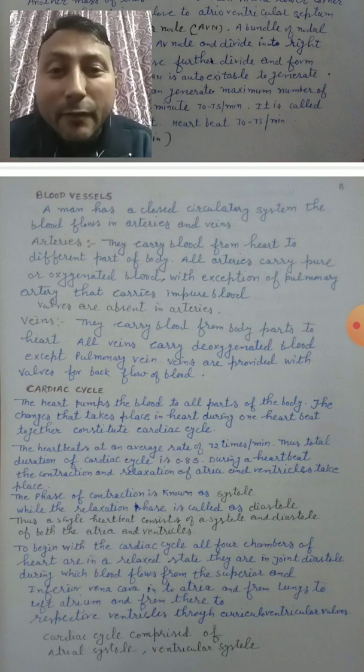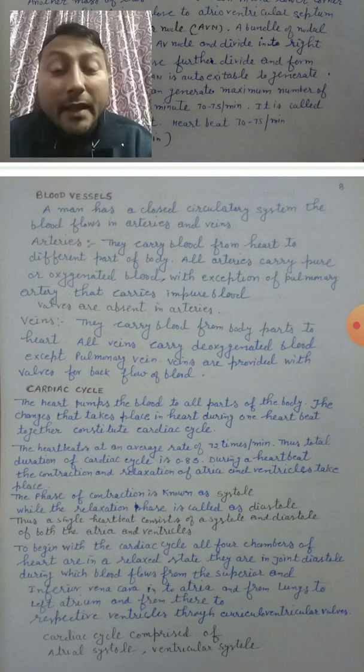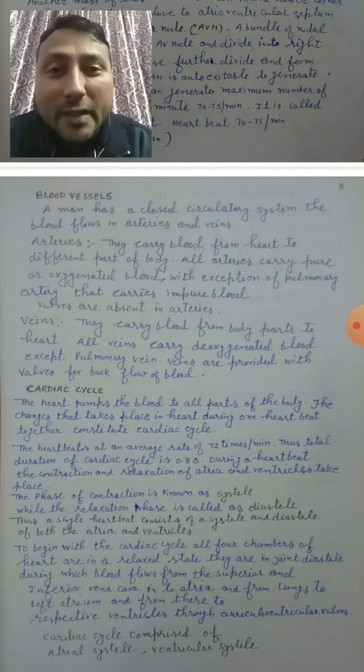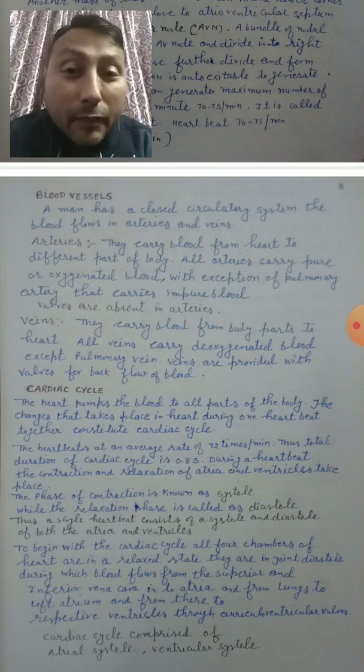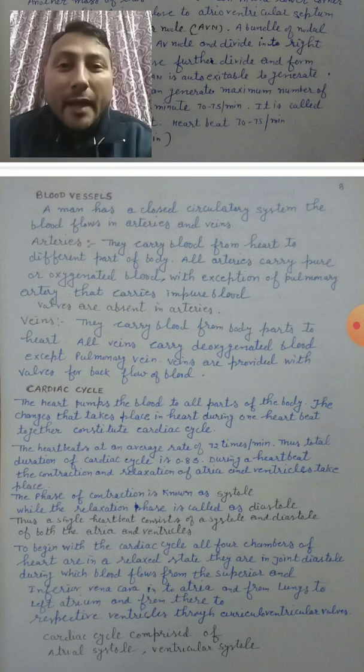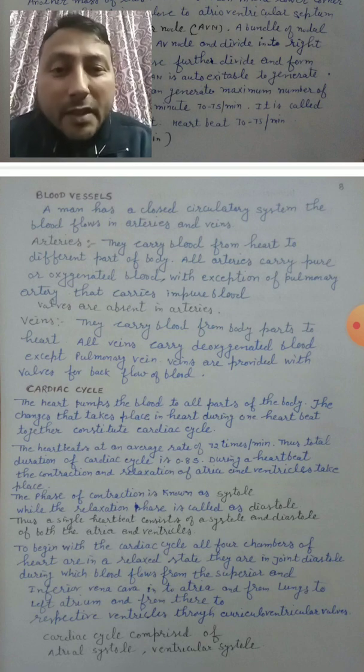We know that arteries and veins are the two main blood vessels. The arteries carry the blood from the heart to the different parts of the body, and generally they carry oxygenated blood, but there is an exception. The pulmonary artery is an artery that carries deoxygenated blood to the lungs to be purified. Similarly, veins are blood vessels that carry deoxygenated blood from the body parts to the heart. But there is also one exception. There is one vein, the pulmonary vein, which carries oxygenated blood.